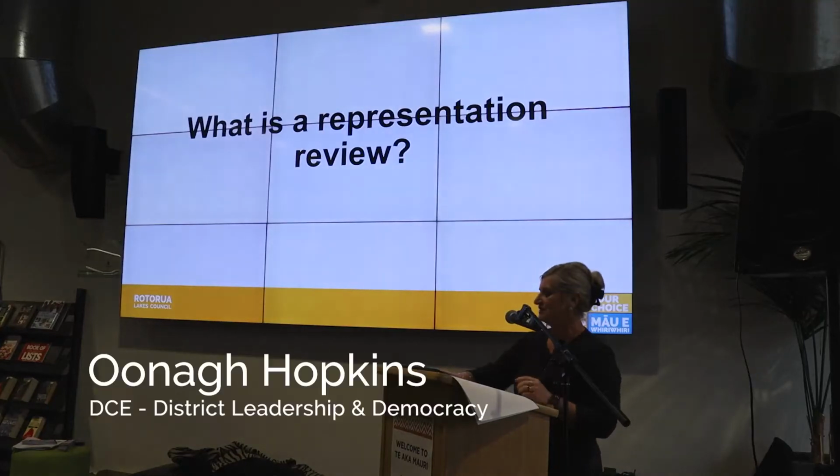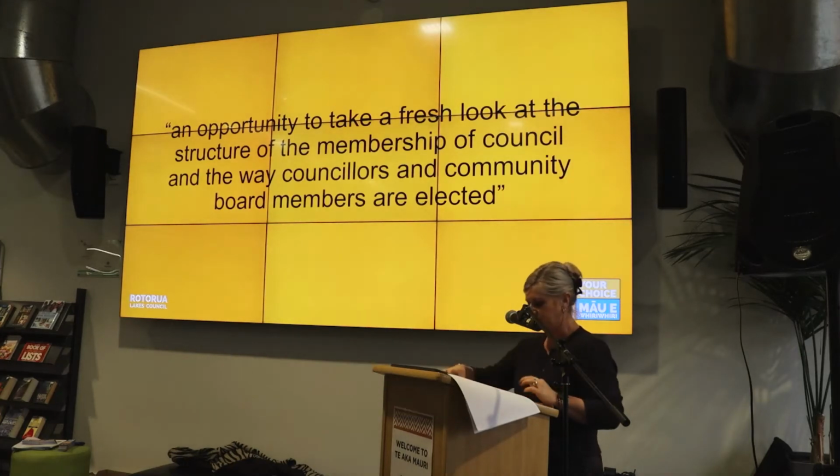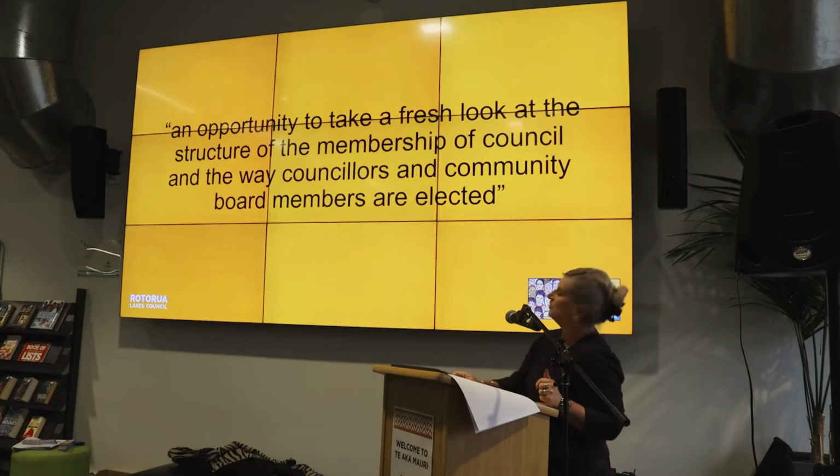So what is a representation review? It is an opportunity to take a fresh look at the structure of the membership of council and the way councillors and community board members are elected.